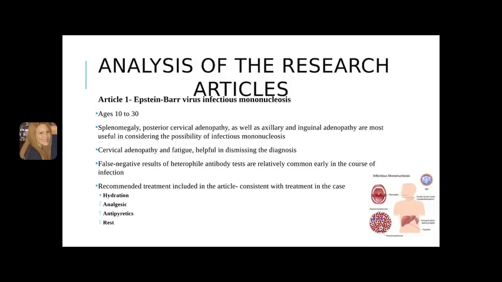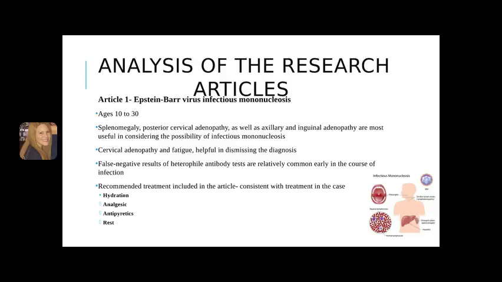All of these symptoms are also listed in the case mentioned before of the 17-year-old high school student, which I thought was very interesting. The author describes a particularly important piece of information that is useful for directing the clinician towards a proper diagnosis. He mentions that the presence of a splenomegaly, posterior cervical adenopathy, as well as axillary and inguinal adenopathy are most useful in considering the possibility of infectious mononucleosis.